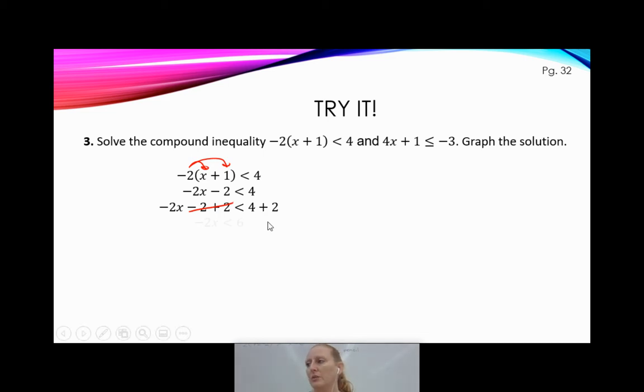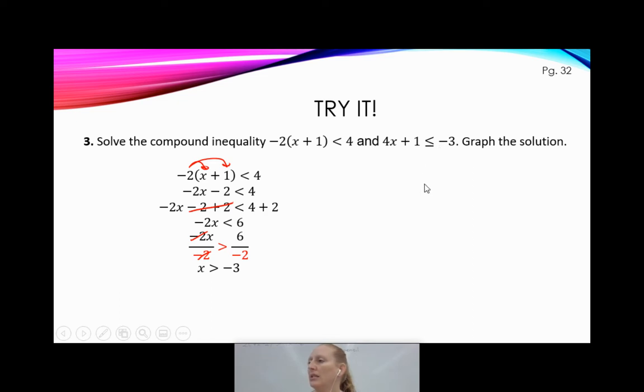And of course, 4 plus 2 is 6. I do need to divide both sides by a -2, and because I'm dividing by a negative, we're going to flip that inequality. Instead of less than, it becomes greater than. Of course, the reason we divide by -2 is to make those cancel out, and 6 divided by a -2 is a -3. So x is greater than -3. Awesome.